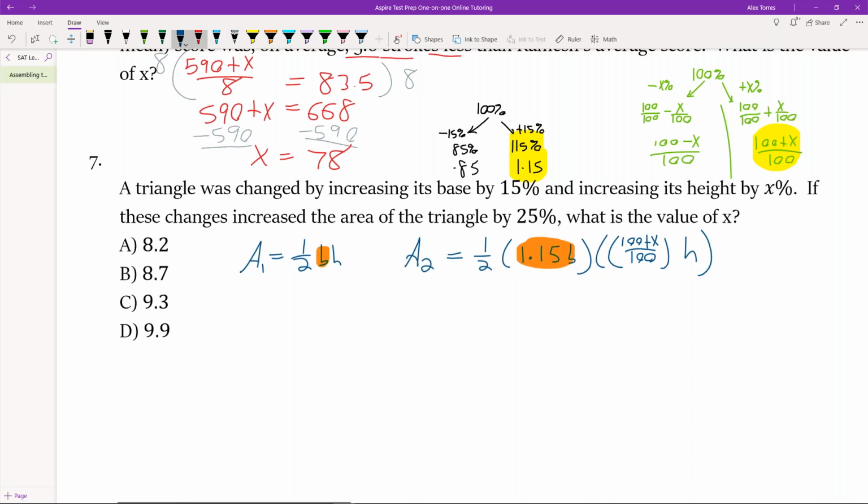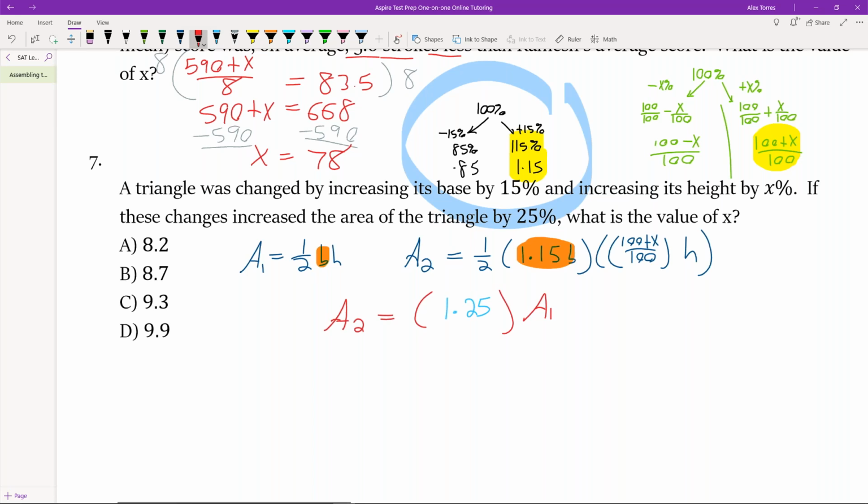However, the problem says these changes increase the area by 25%. So the new area, area 2, is 25% greater than the old area. And the million-dollar question here is, what goes in those parentheses? How do you express 25% greater? So according to that lesson on the top of the screen there, the one I'm circling in blue, if we're adding 25%, that means that we're multiplying by 1.25.